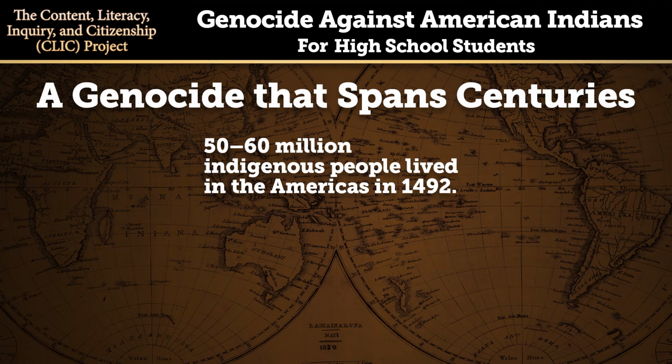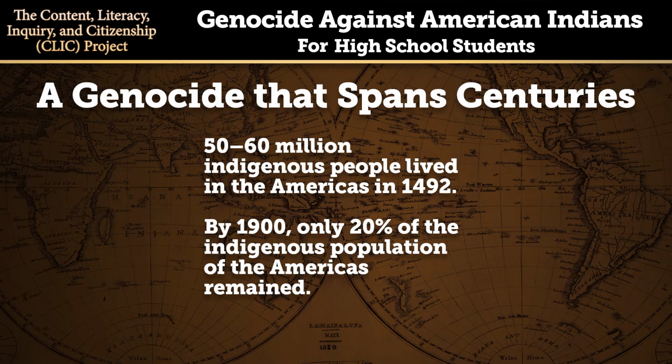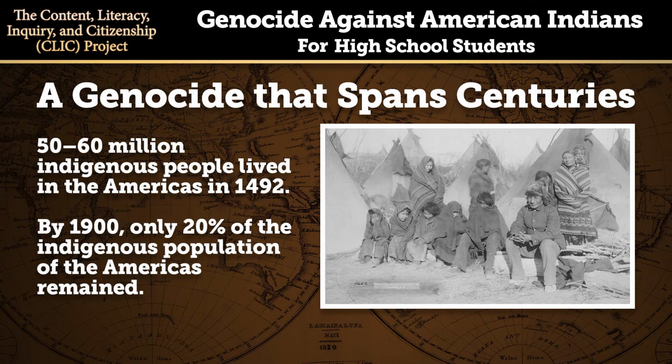Genocide against American Indians spans centuries. According to moderate estimates, 50 to 60 million people lived in the Americas when Christopher Columbus arrived in 1492. An estimated 8 to 10 million lived in what is now the United States. By 1900, only 20% of the indigenous population of the Americas remained. Pictured is a group of Minneconjou Lakota children and adults in a teepee camp, probably on or near the Pine Ridge Reservation following the massacre at Wounded Knee by a federal cavalry.